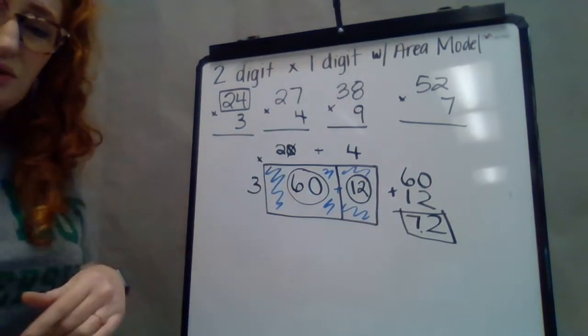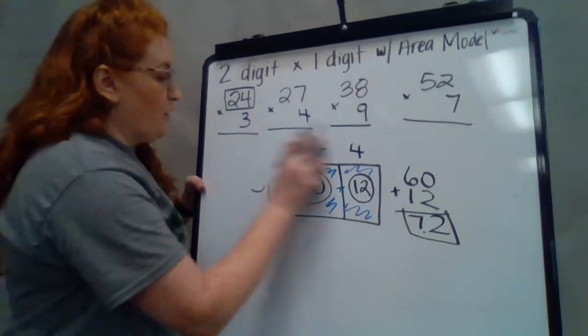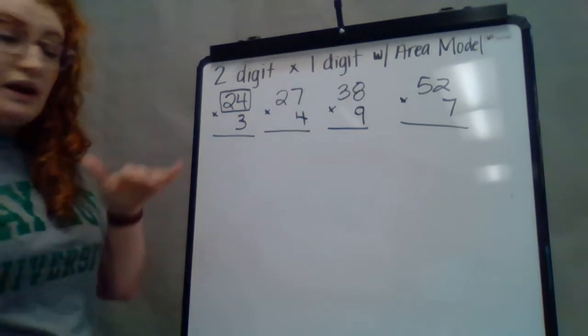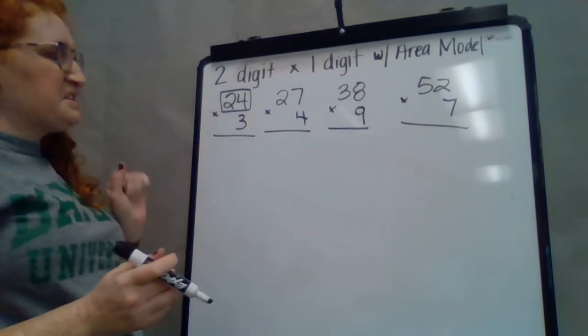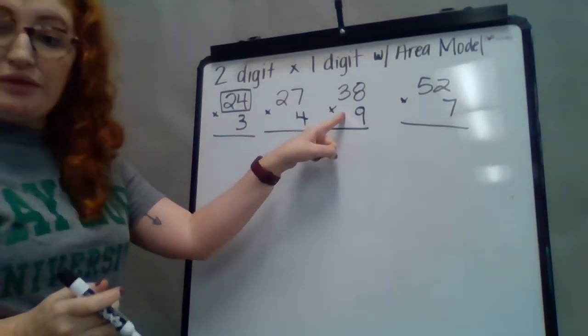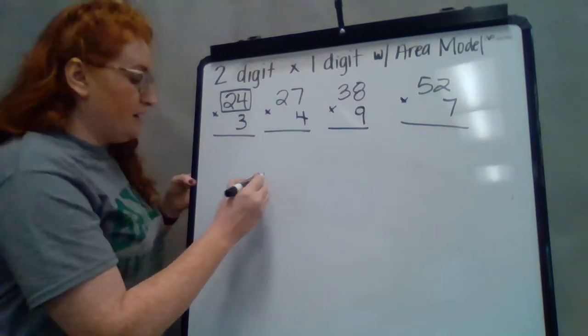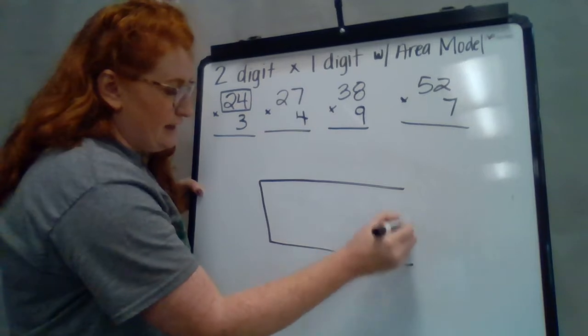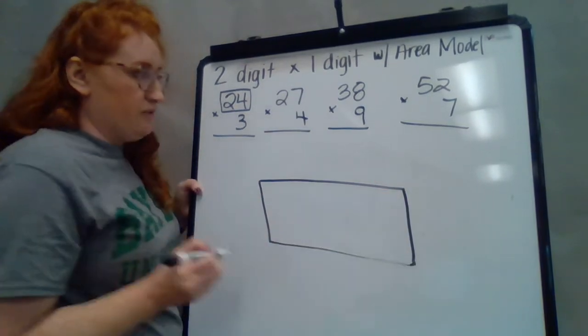Now I'm going to do another one, just one more, and I'll walk you through the steps very quickly. I'm not going to use all of these right now, but I'm going to do it again. So I'm going to use, let's go with a larger number. Let's go with 38 times 9. So I make my area model box, just like that. Like I said, I like to make mine a little bigger so I know I have enough room.